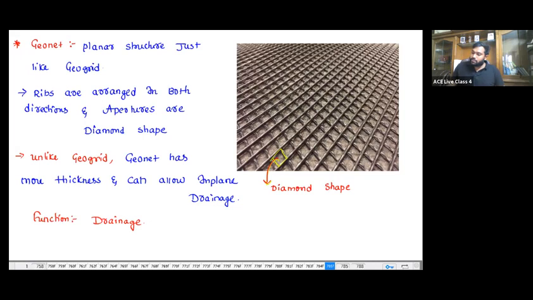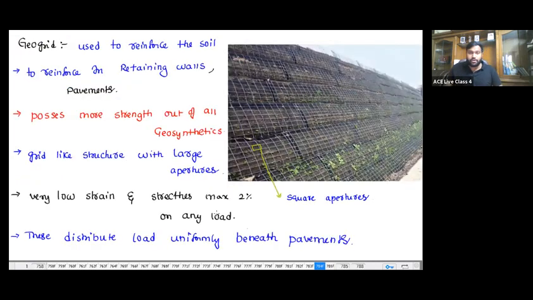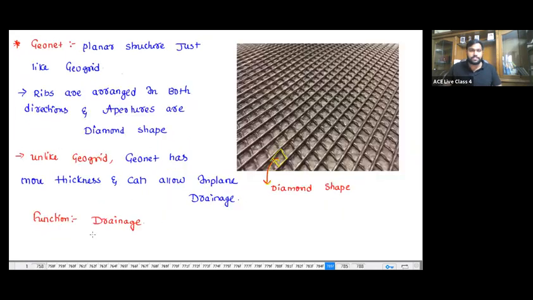Now in the case of the GeoGrid, the function is reinforcement. And in the case of the GeoNet, the function is drainage. Now, next come to the geomembrane.